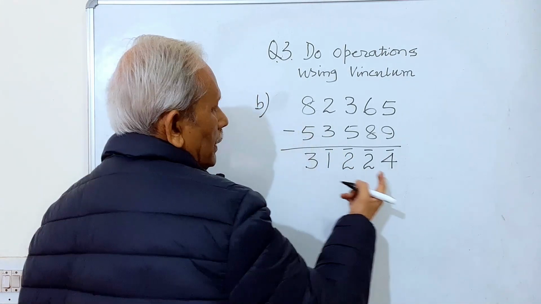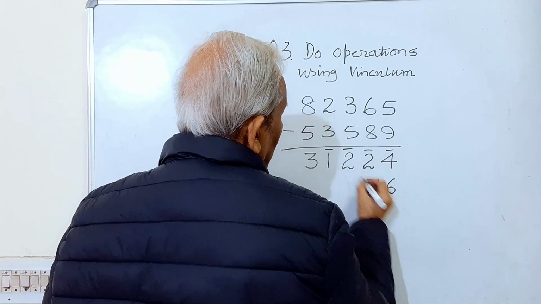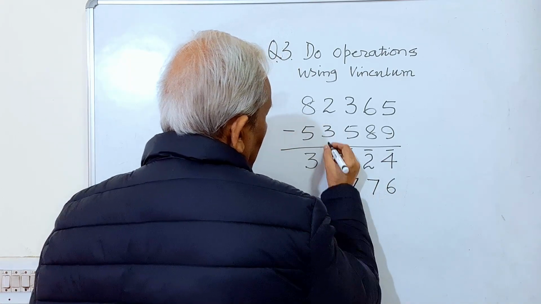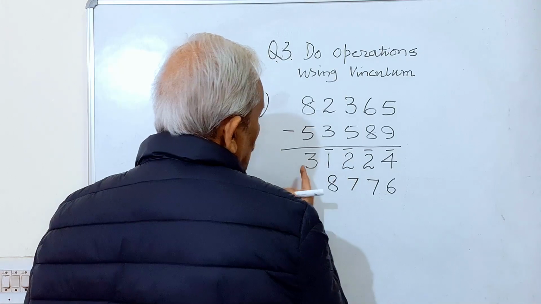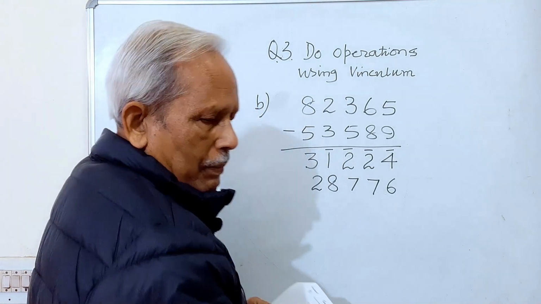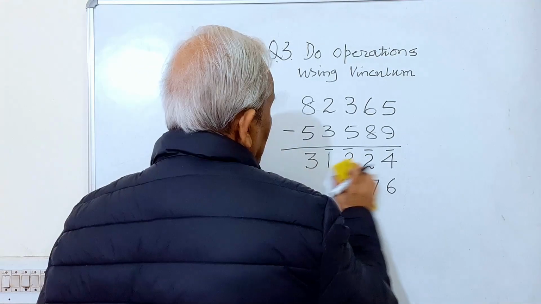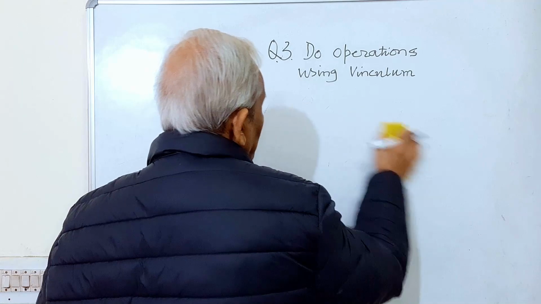Now devinculate it. 10 minus 4 is 6, 9 minus 2 is 7, 9 minus 2 is 7, 9 minus 1 is 8. This will be reduced by 1 and that is true. So 28776 is the answer. This is quite simple. You have to just follow the concept and that's all.